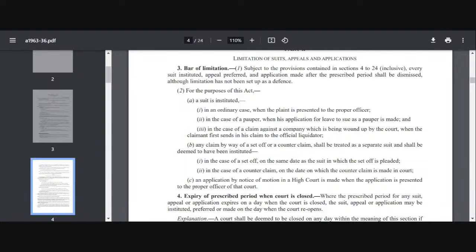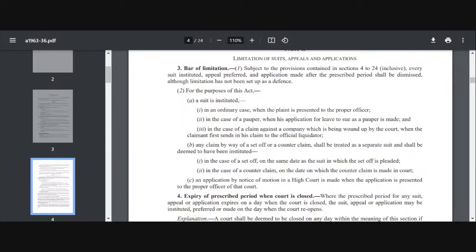So when we talk about section 3, we are talking about bar of limitation, which says that suit, appeal, and application are going to be dismissed if you come after a prescribed period, although limitation is not set up as a defense. And for the purpose of this act, when is a suit said to be instituted, or when is an appeal said to be preferred, or when is an application said to be made?